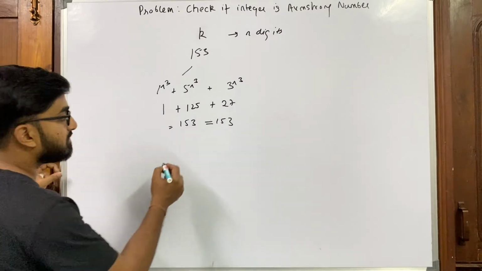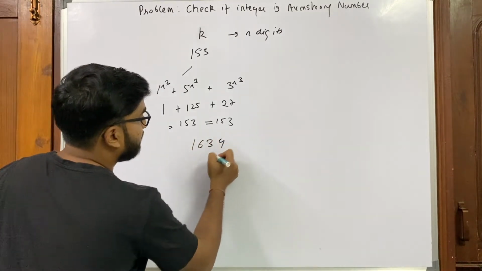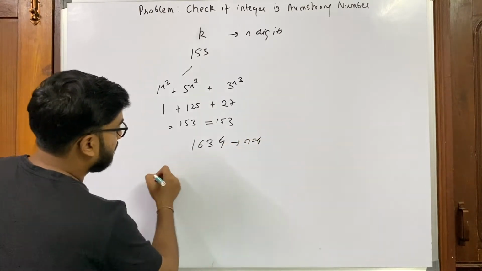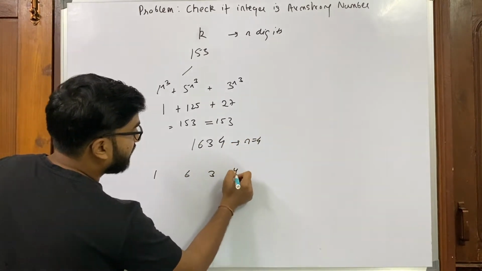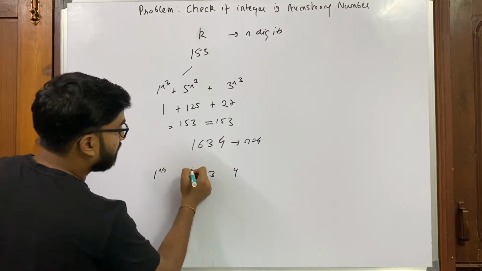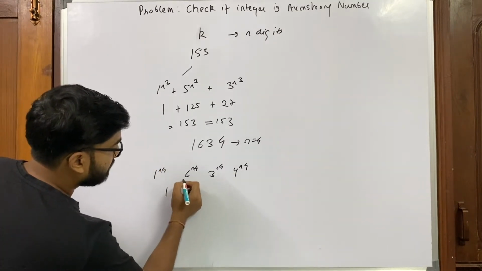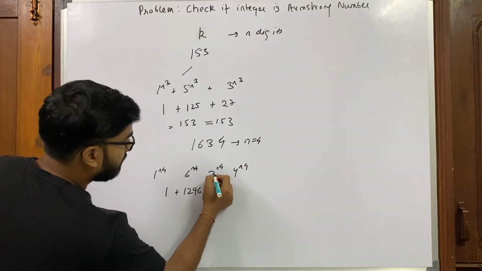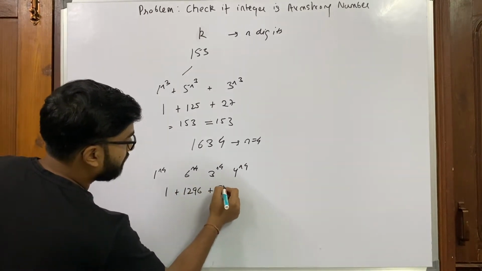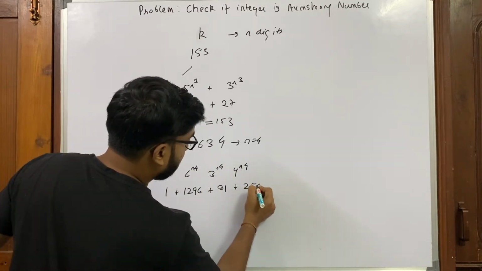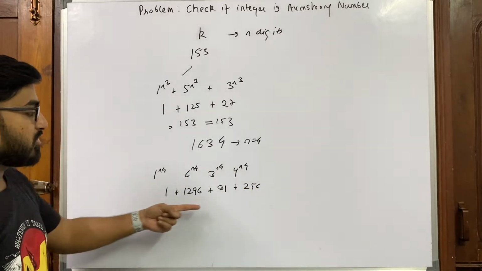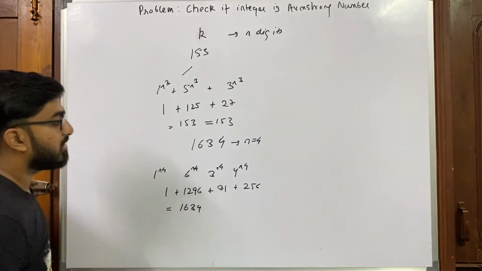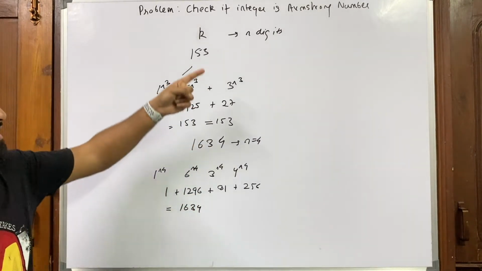Let's consider another example. So we have, say, 1634. This has 4 digits, so n is 4 in this case. You pick up each digit separately and raise it to the power of 4. So this is 1, plus 6 to the power 4 is 1296, plus 3 to the power 4 is 81, plus 4 to the power 4 is 256. If you calculate the total of this, it comes out to be 1634. So 1634 is an Armstrong number.